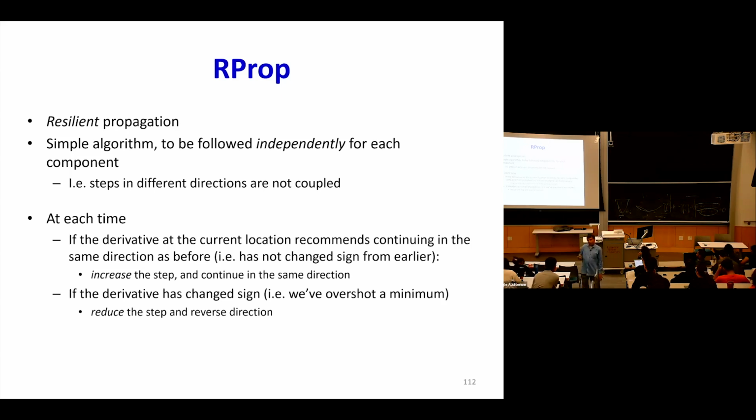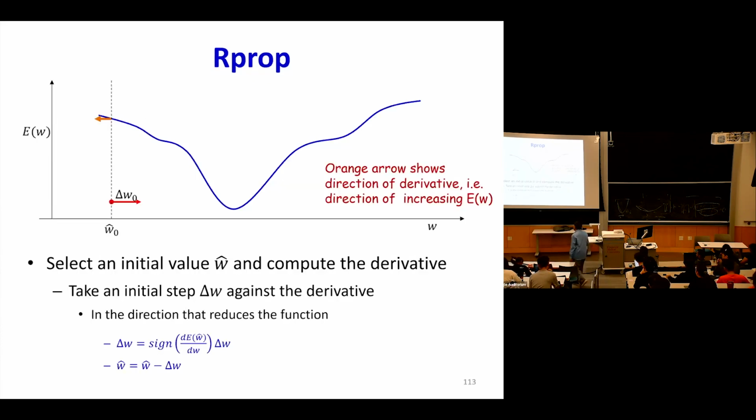Am I ever taking the value of the derivative into consideration? I'm just looking at the direction. I'm not looking at how much the derivative is. You're ignoring the magnitude of the derivative. You're only using the sign.